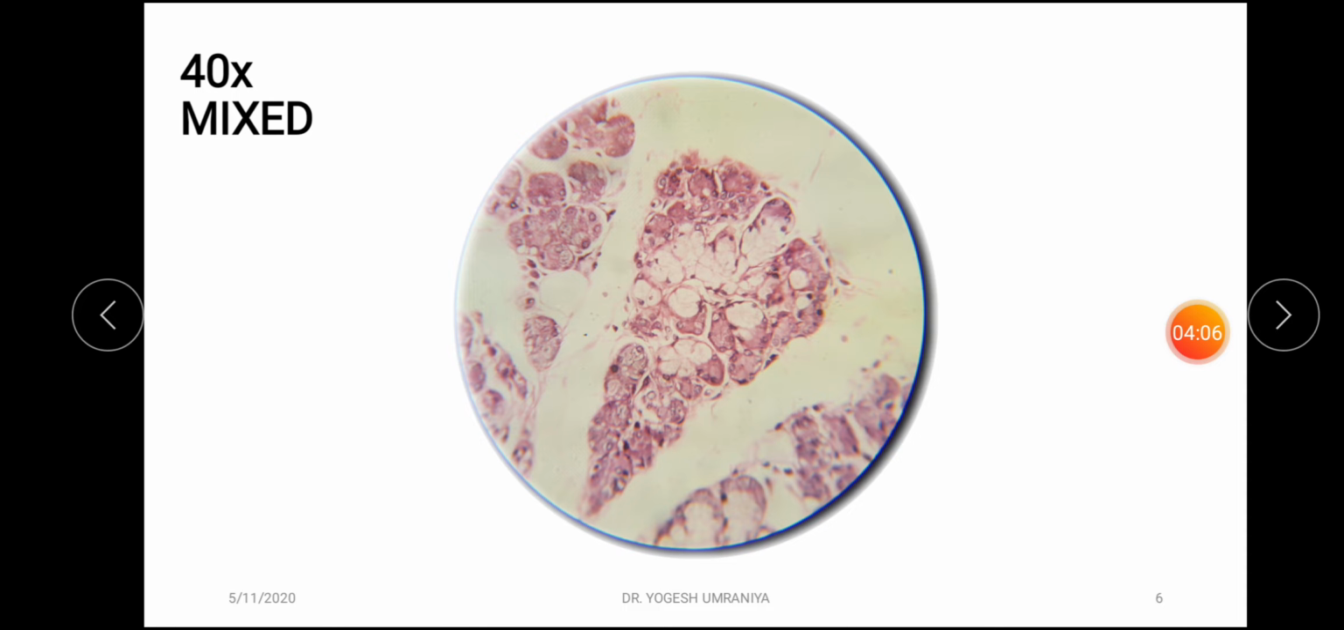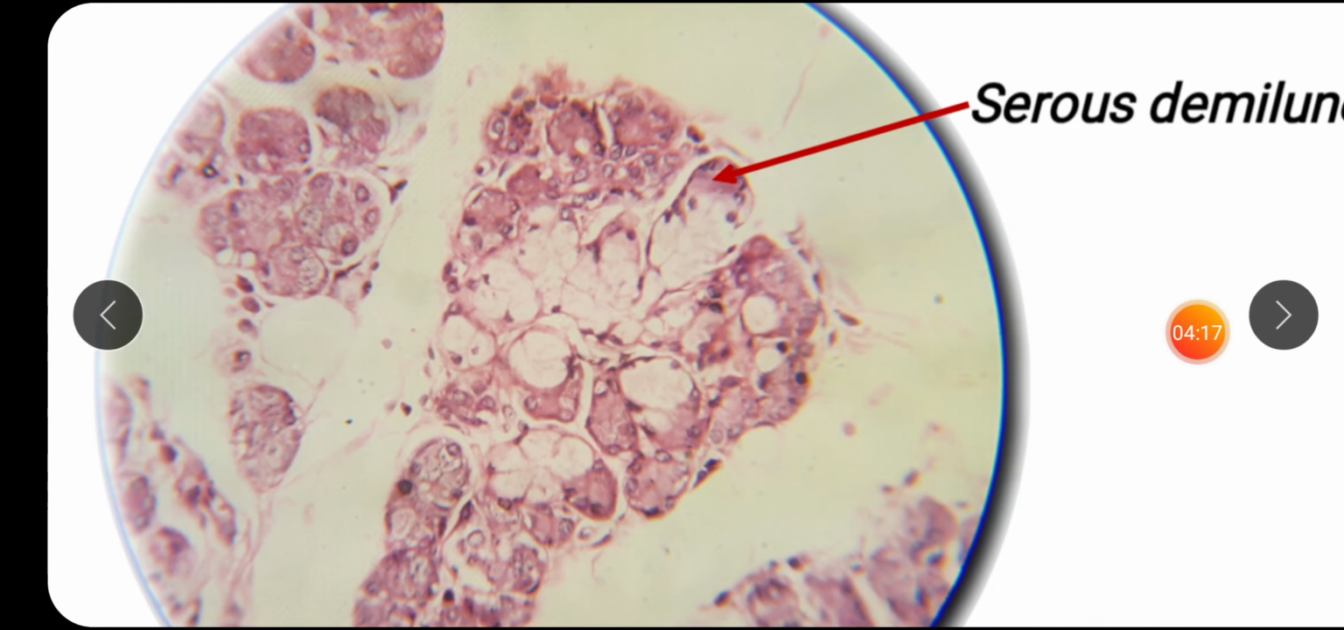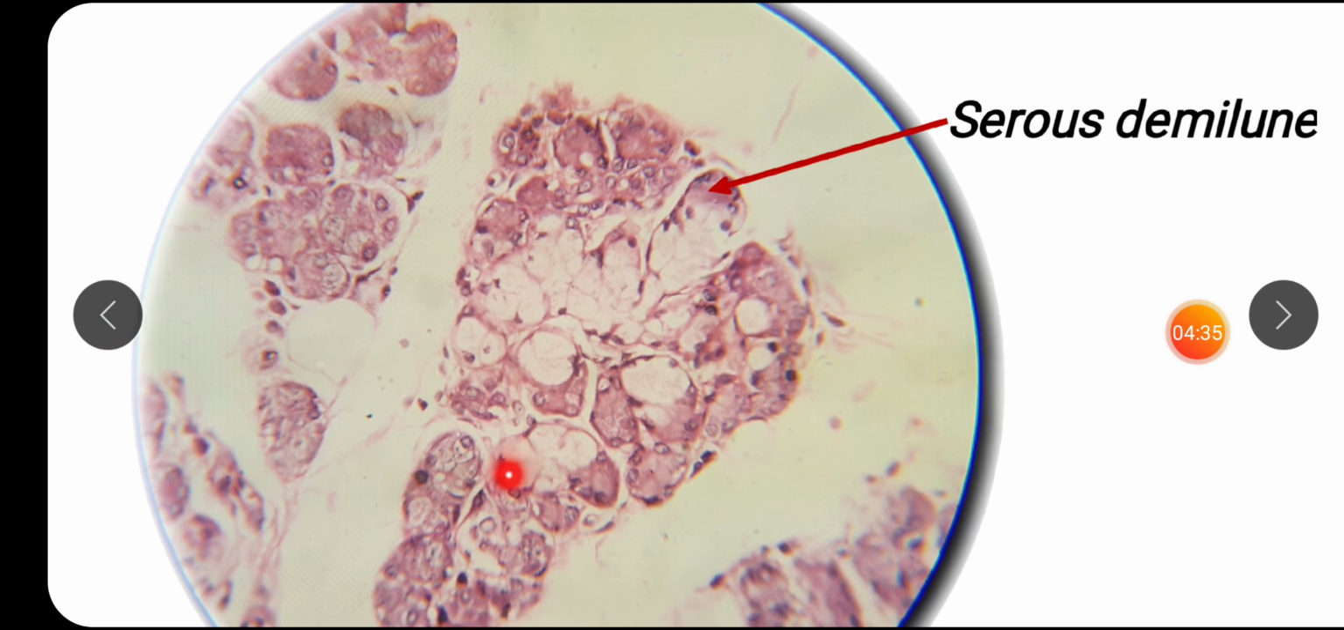Again this is the image under the 40x, and in this you can see the serous demilune. Remember that this is an artifact when the tissue is fixed with formalin type fixatives. That is not actually the histological structure. So you have a cape-like structure over the mucus acini that is formed by the serous cells, that is termed the serous demilune.